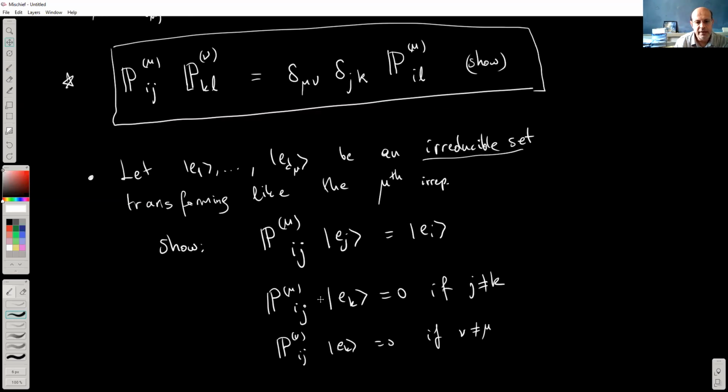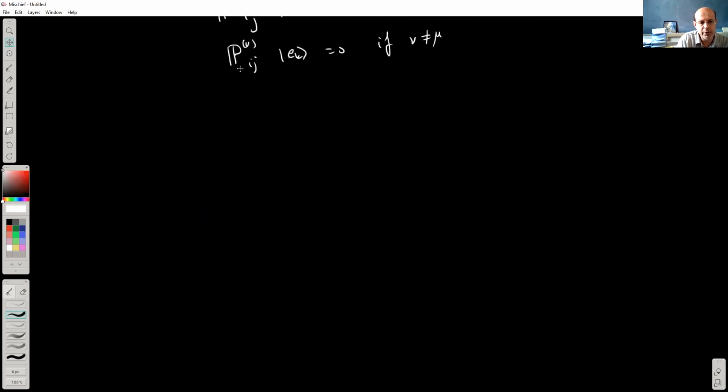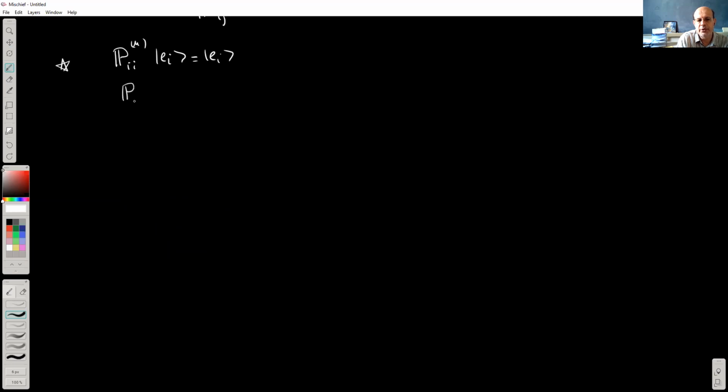Yes. So in any case, the property that I'm going to talk about is this. P_ii applied on e_i is equal to e_i. So it basically converts a vector to itself. But if it is applied to a different vector, e_k, we get 0 if i is different than k. It's just a particular case in here.